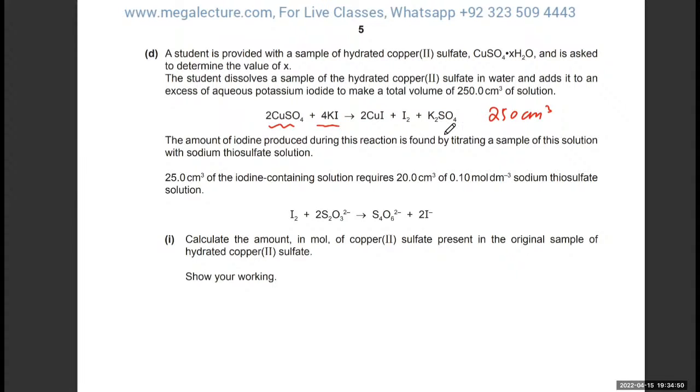The amount of iodine produced during the reaction is found by titrating a sample of the solution with sodium thiosulfate. Out of this 250 cm³, which contains iodine, obviously just a tiny sample is taken for titration, which is 25 cm³. So 25 cm³ of this solution requires 20 cm³ of 0.1 mole per dm³ thiosulfate. So calculate the amount in moles of copper sulfate present in the original sample. So we have to find this.